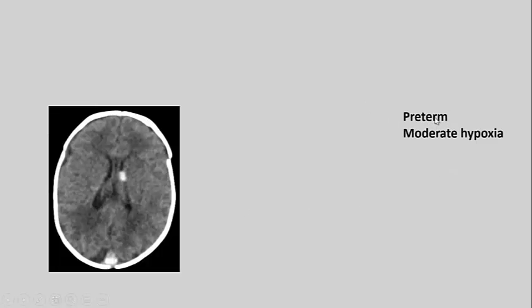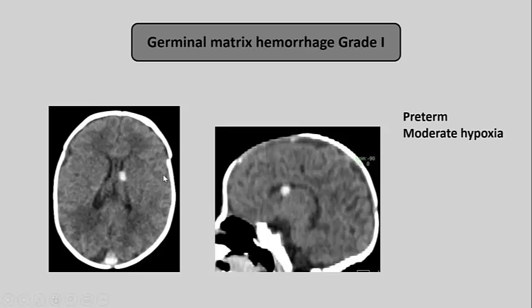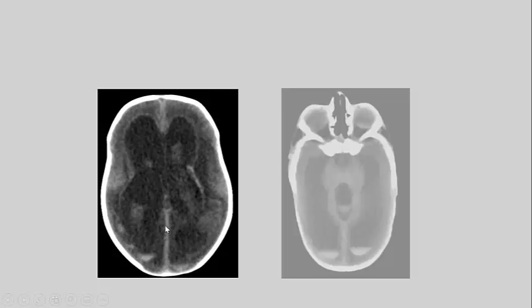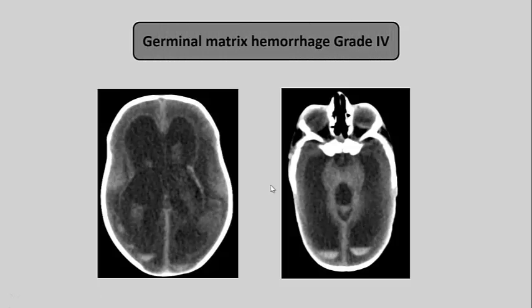This is a preterm child who was subjected to a moderate form of hypoxia, and as you can see, there is a hemorrhage between the caudate and the thalamus. This is the caudothalamic groove, periventricular hemorrhage, and it can be appreciated more in these sagittal images. And from the location and from the preterm age of this patient, you know that this patient had a germinal matrix hemorrhage grade 1. More advanced case of germinal matrix hemorrhage with intraventricular extension and dilatation of both lateral ventricles with CSF and blood level, as you can see here. This is a germinal matrix hemorrhage grade 4.